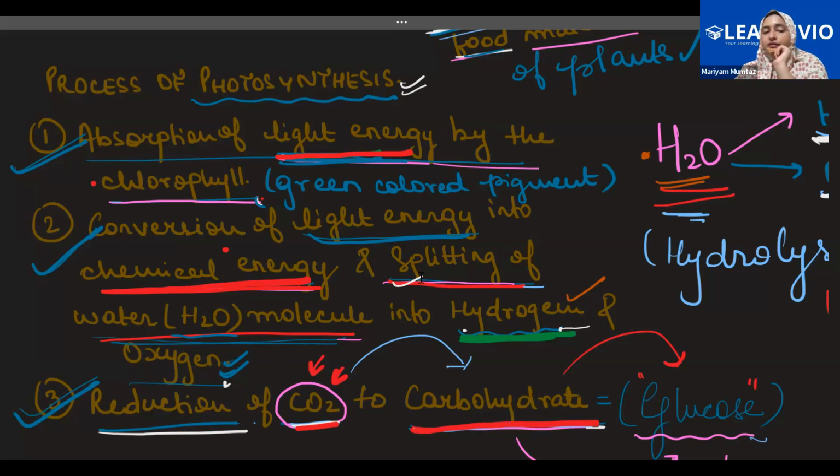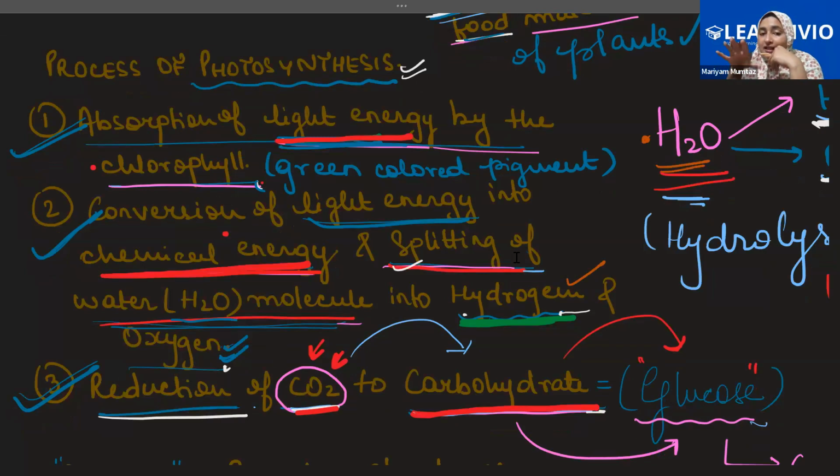What is the chemical formula for water? H2O, right? So it is made up of 2 molecules of hydrogen and 1 molecule of oxygen. That means that if you break down water, then it will give you hydrogen and oxygen. Correct?